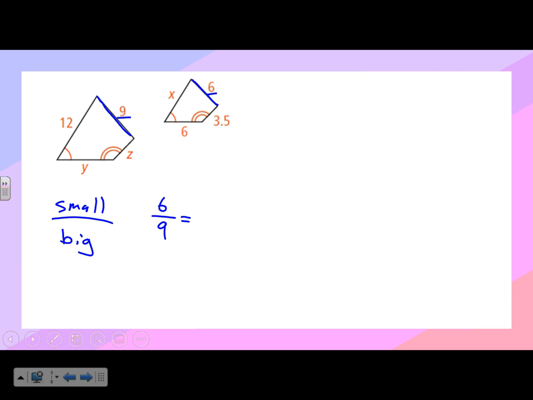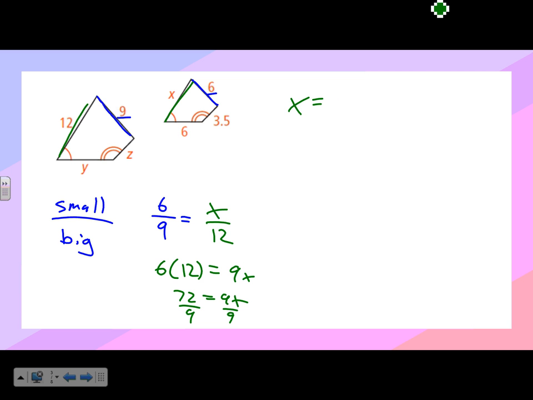So let's use that for x and 12. We have x in the small one, 12 in the big one, and cross multiply that. So we end up with 6 times 12 is equal to 9 times x. 6 times 12 is 72, is equal to 9x, divide both sides by 9. So we have x is equal to 8.